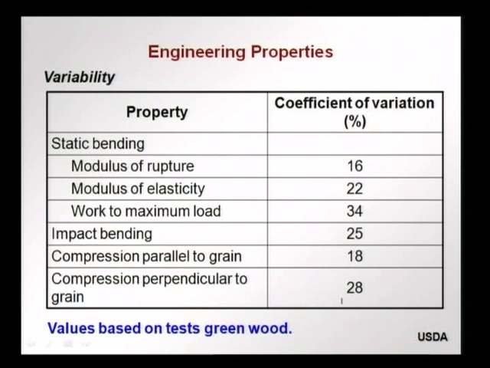Let us look at the variability, which is always of concern when we talk about wood, because it is a natural material. We have discussed these issues in the first part of the lecture. We see that the coefficient of variation based on tests of green wood, this is taken from the USDA document, that is, you will find the reference at the end.